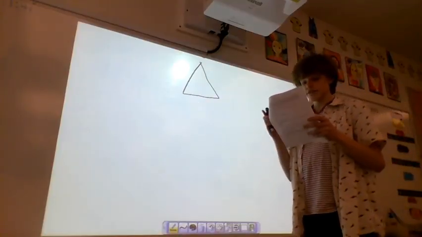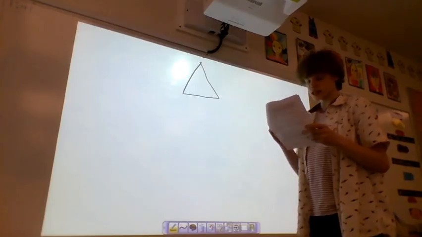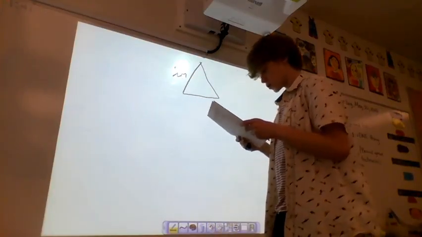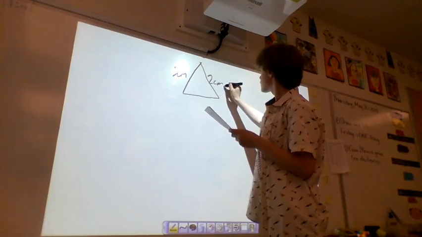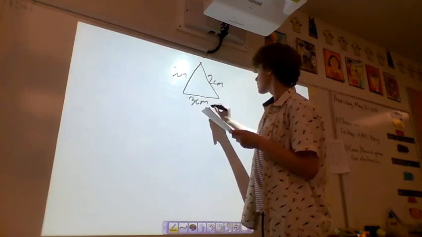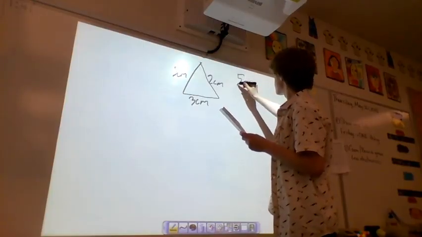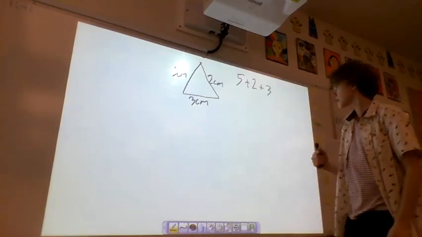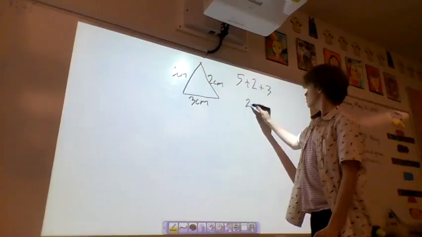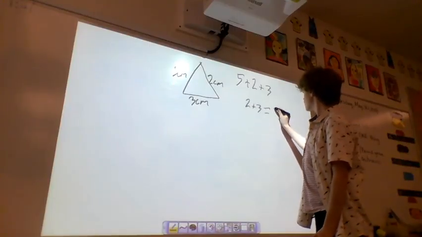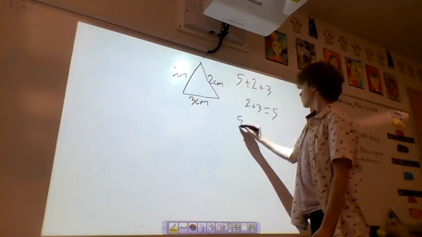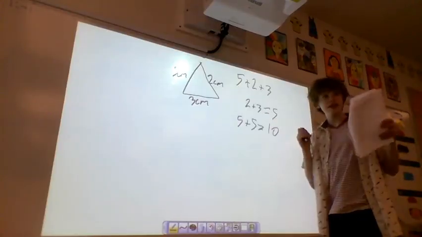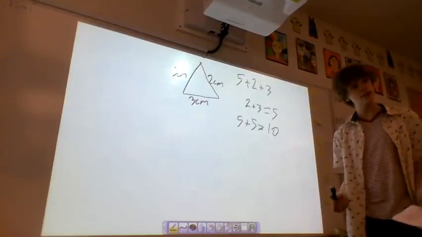Now the lengths for this triangle are 5 centimeters, 2 centimeters, and 3 centimeters. Now, 5 plus 2 plus 3. We need to solve that. So, 2 plus 3 equals 5, and 5 plus 5 equals 10. And that's our answer. Triangles, nice and easy.